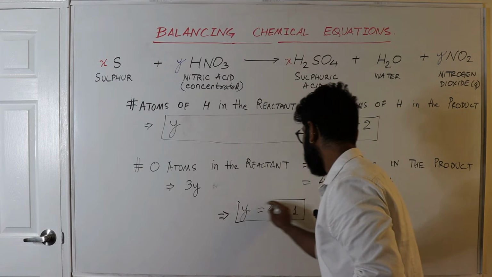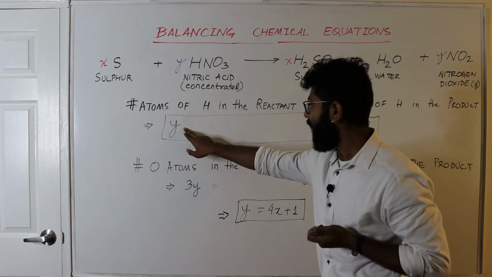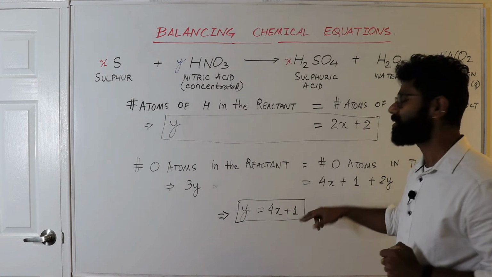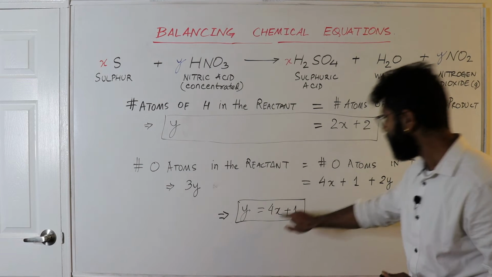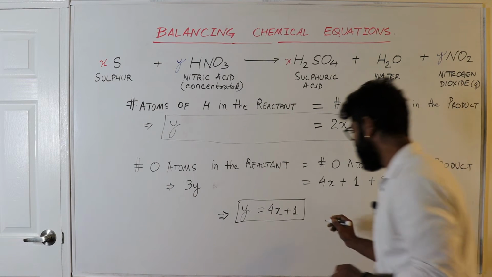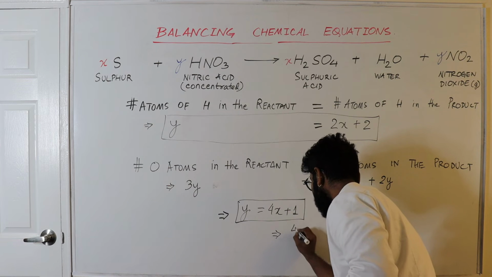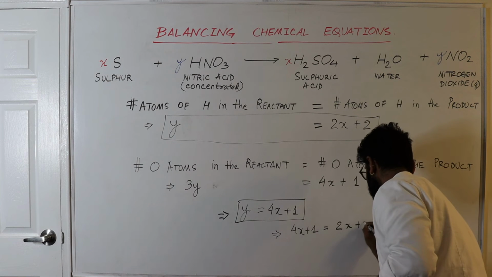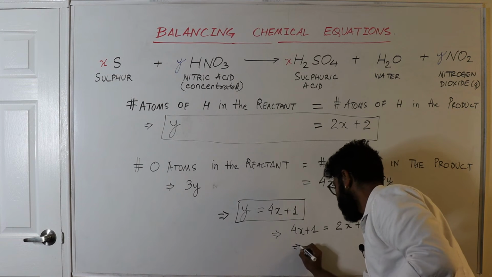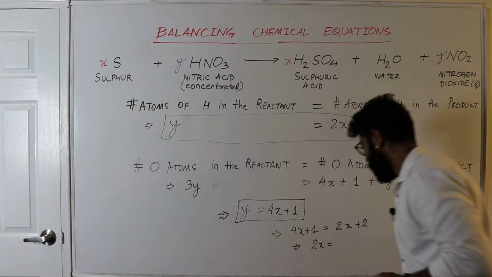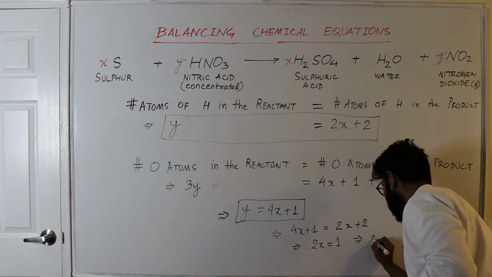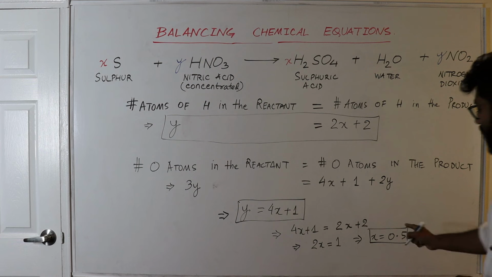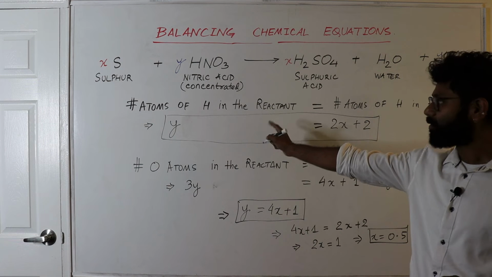Now you have two equations that say that y is equal to 2x plus 2 and y is also equal to 4x plus 1. That means 4x plus 1 is equal to 2x plus 2, right? This gives 2x equal to 1. That means x is 0.5. Right? When you get x as 0.5, now it is very easy to calculate what is y.